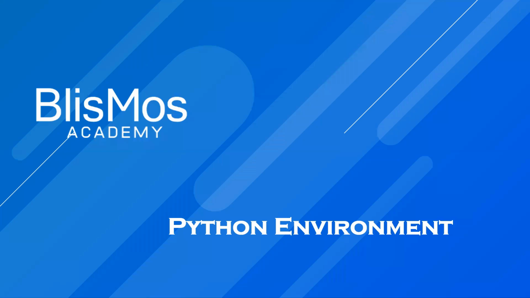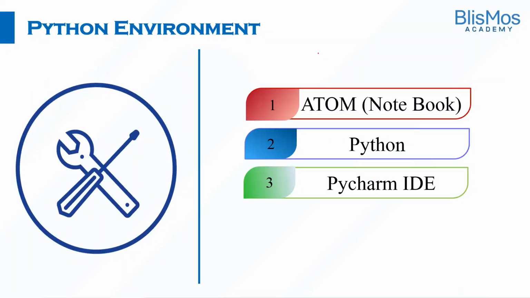Let's get started. The operating system on which we are working is Ubuntu. Depending upon which operating system you are working on, you can install these tools on that particular operating system. As I said, the operating system we are working on is Ubuntu. To run the Python code, we will be using three things. One is a text editor like Atom. The second one is the Python package itself. The third one is a Python IDE. Let us see them one by one.